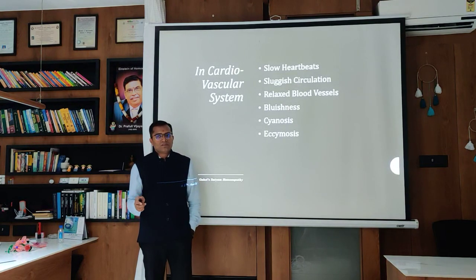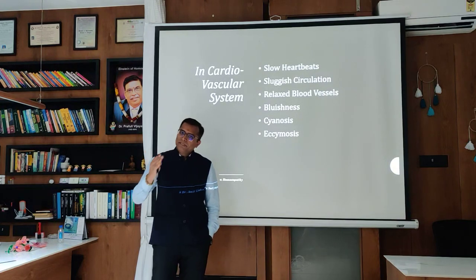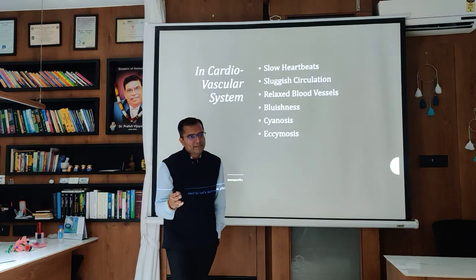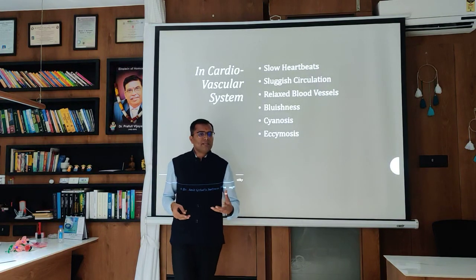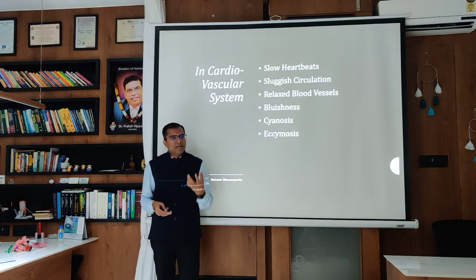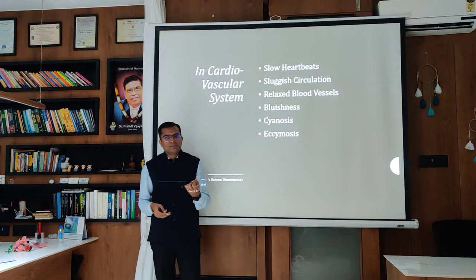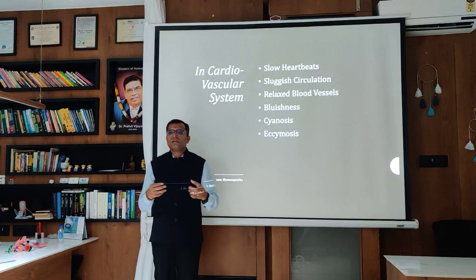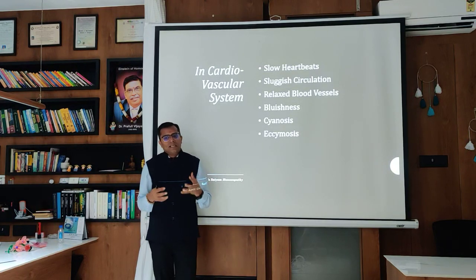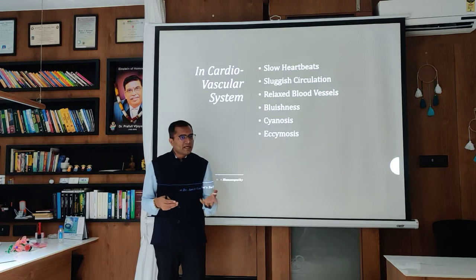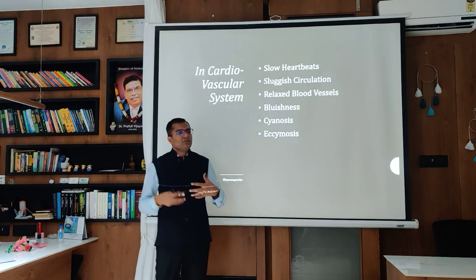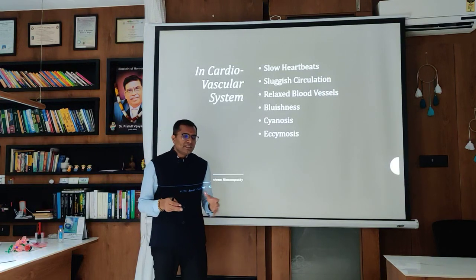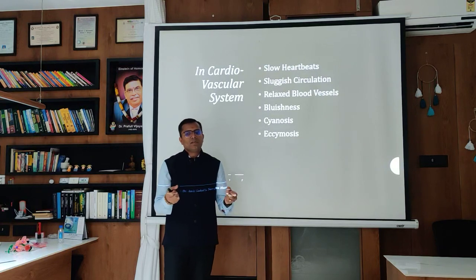In the cardiovascular system, what do we see? A, B, C: airway, breathing and circulation. So in the cardiovascular circulation, what happens? Slowness of the heartbeat. Why slowness? The muscles of the heart, the fibrin and elastin, the elasticity of the muscles becomes less. So the heart becomes relaxed, which we call cardiomegaly. And there is slowness of the heartbeat, which we call bradycardia. Sluggish circulation: due to slowness of the heart, the circulation becomes slow, along with relaxed blood vessels.